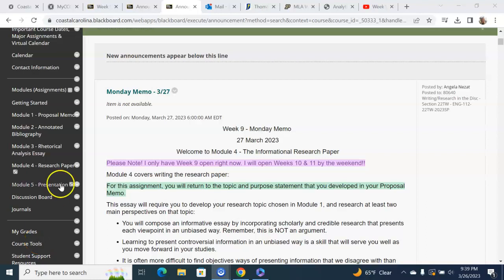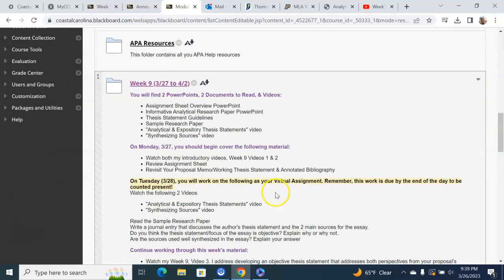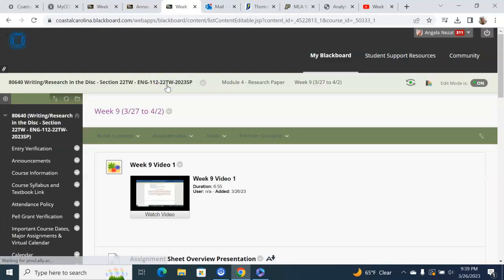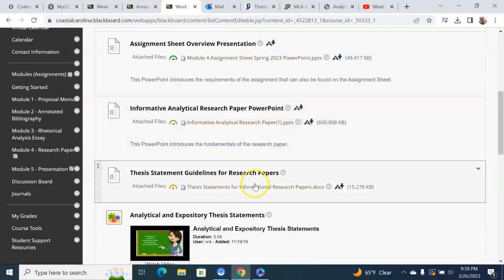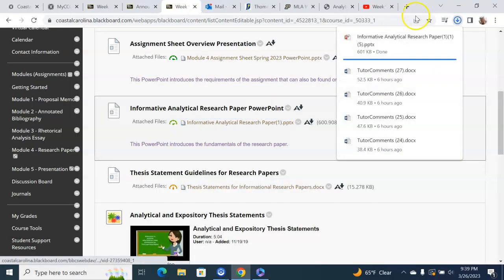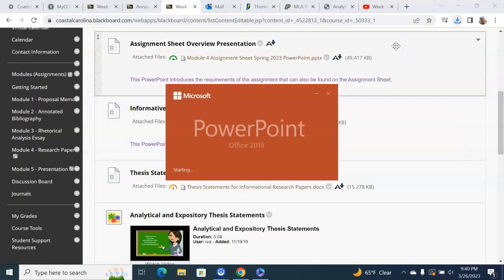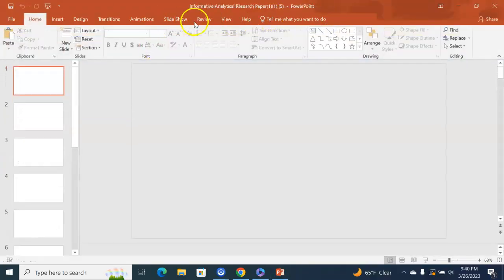In this video, I'm going to open up the PowerPoint in week 9 that covers this research paper. So I'm going to go ahead and go through this PowerPoint, and then I'm also going to take a quick look at this thesis statement guideline in this video. All right, so if we open up this PowerPoint here, go ahead and get it ready.